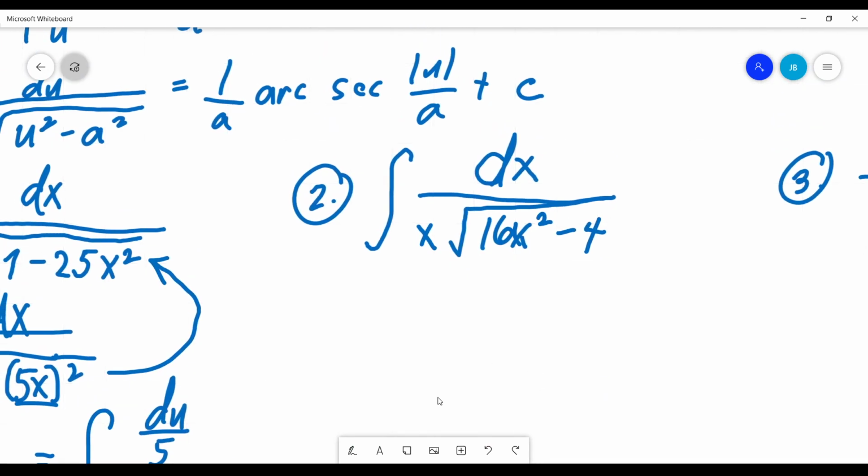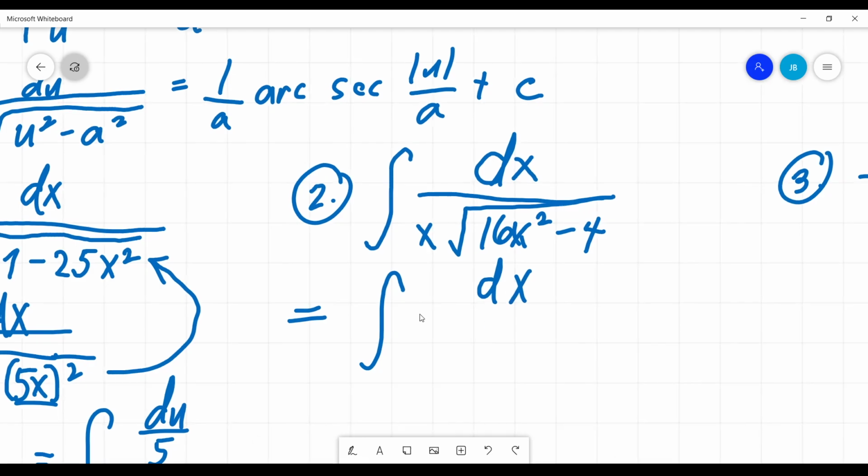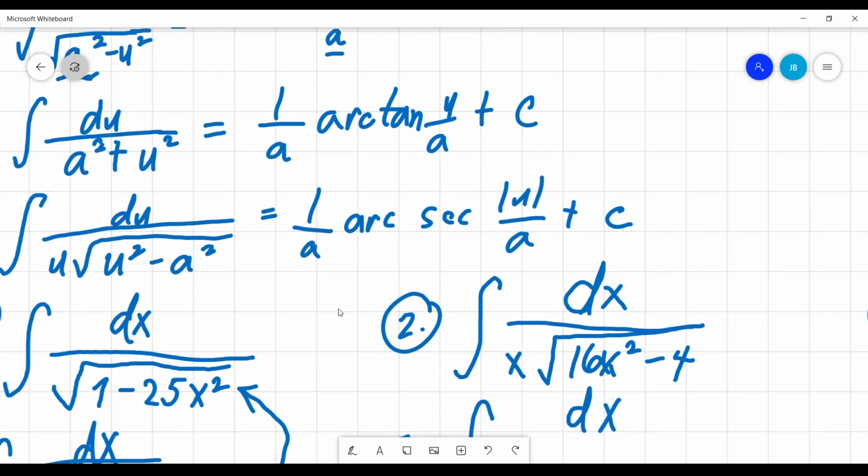Alright, let's go with number 2. For number 2, same thing, no? We need our analysis, we need our algebra expertise on how we are going to simplify the function to make it integrable. Is there a word integrable? To make it, yeah, it can be integrated. So for this one, if you rewrite it, you can see that that's dx over x squared root of 16x squared minus 4.